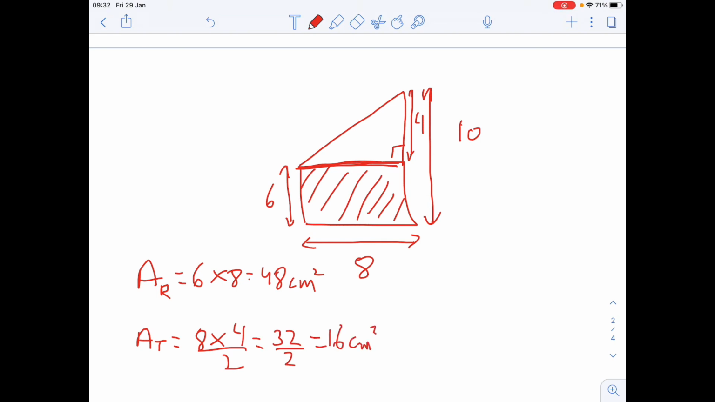So the total area of the compound shape is 48 plus 16, which is going to be 64 centimeters square. There you are. And that is how you find the area of a triangle and the area of compound shapes.